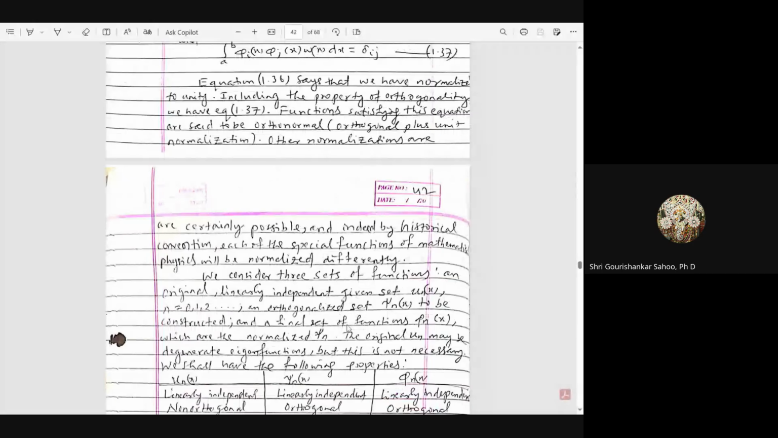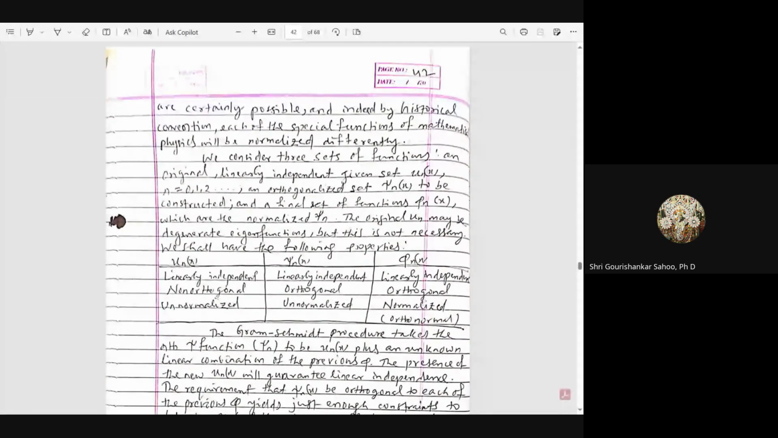Other normalizations are certainly possible, and indeed by historical convention, each of the special functions of mathematical physics will be normalized differently. So we can consider three sets of functions: an original linearly independent given set u_n, which is a function of x, where n is equal to 0, 1, 2, and so on; an orthogonalized set psi_n to be constructed; and a final set of functions phi_n, which are the normalized psi_n.